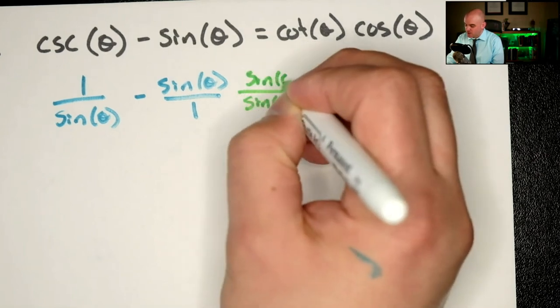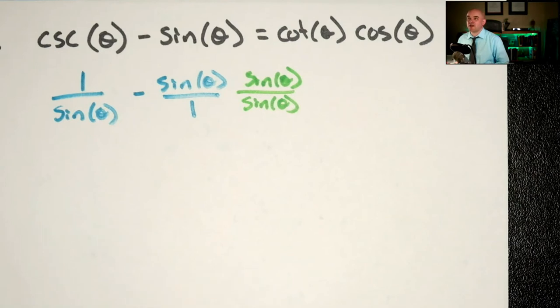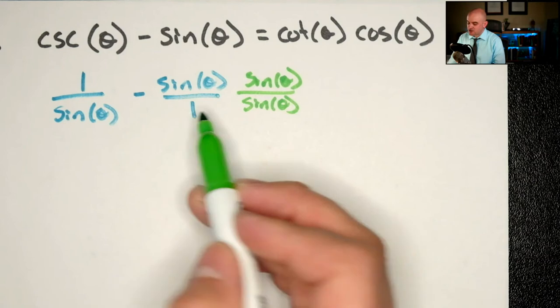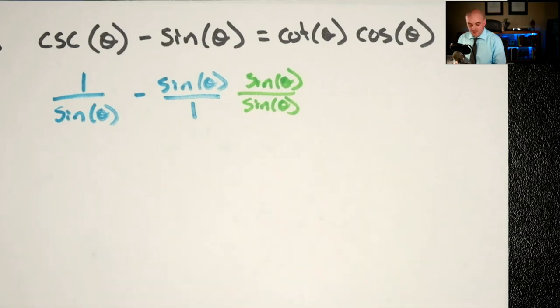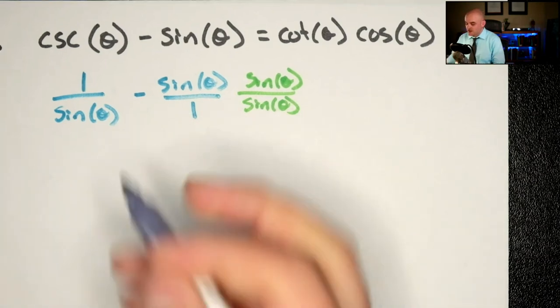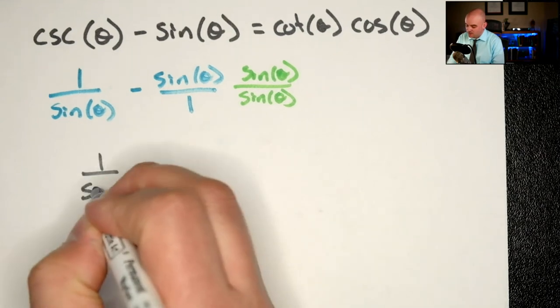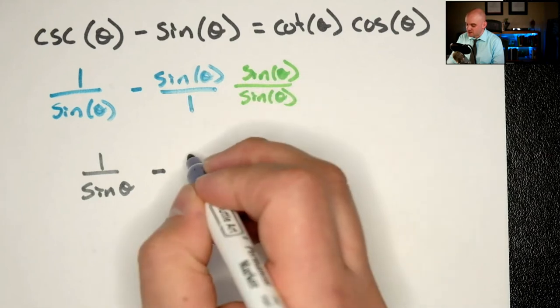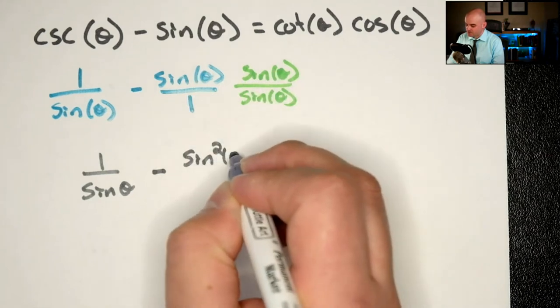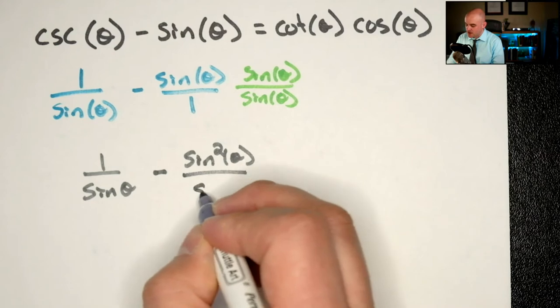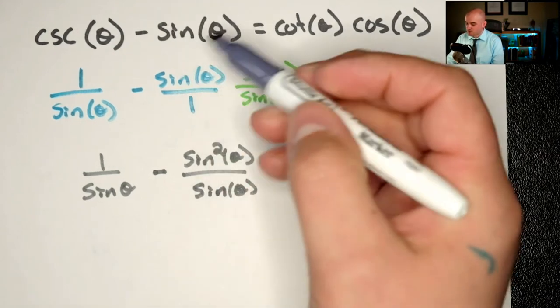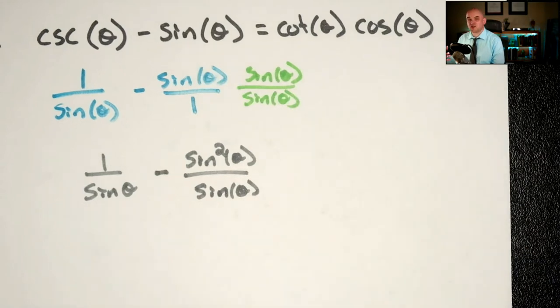Notice sine over sine, what I'm writing right here in green, is the same thing as 1. I'm multiplying 1 times this second fraction here, so they both have a sine in the denominator. That leaves me with 1 over sine. It doesn't need to change. Minus, well, sine times sine is sine squared. And sine times 1 is sine. Notice this fraction right here, if I reduced it or simplified it, it becomes sine of theta. So I haven't changed the value, just changed the way it looked.